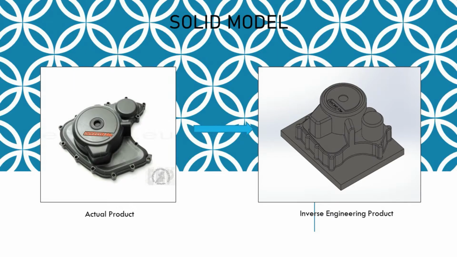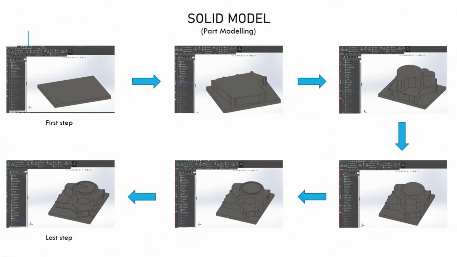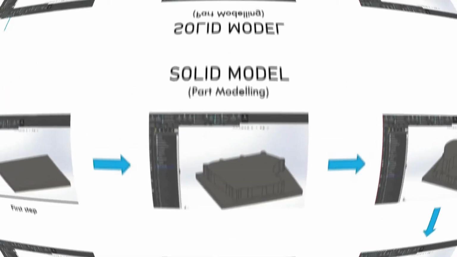I will explain about the solid model. From the left side is the actual product, which is the KTM ignition cover. In this course, we will turn the product into an inverse engineering product, and it will look exactly like the right picture. And now for the part modeling process. These are the processes involved to form the product called the ignition cover. There were various types of process such as extrude cut, chamfer, fillet, and hole. All of these are done using SolidWorks software.